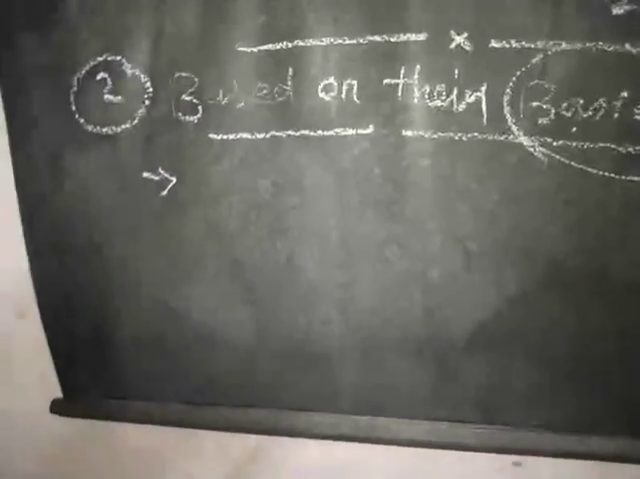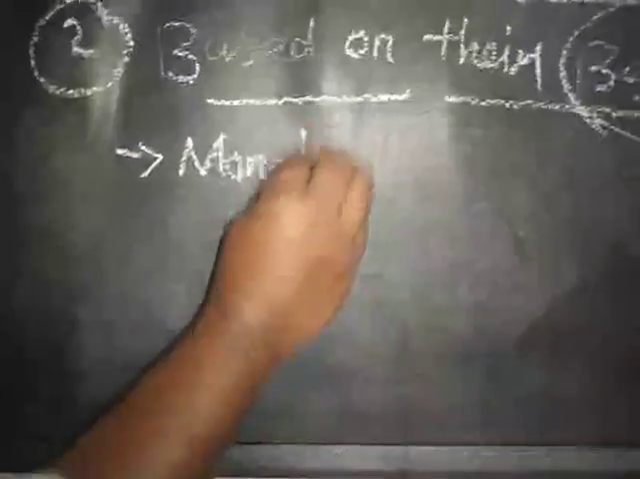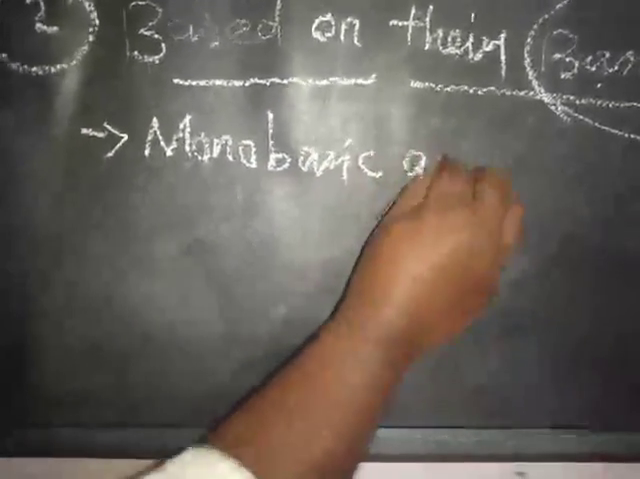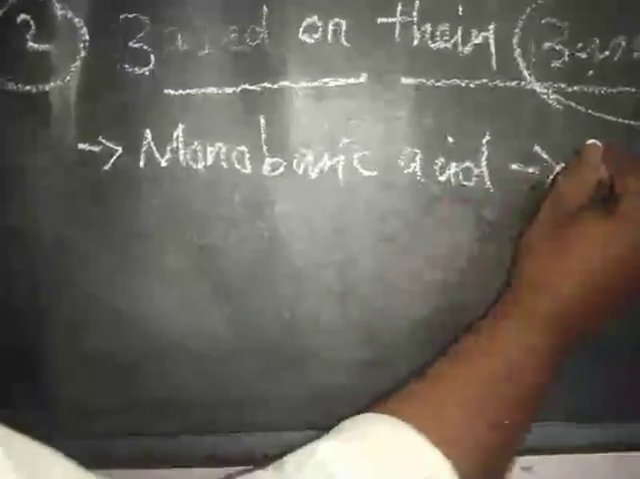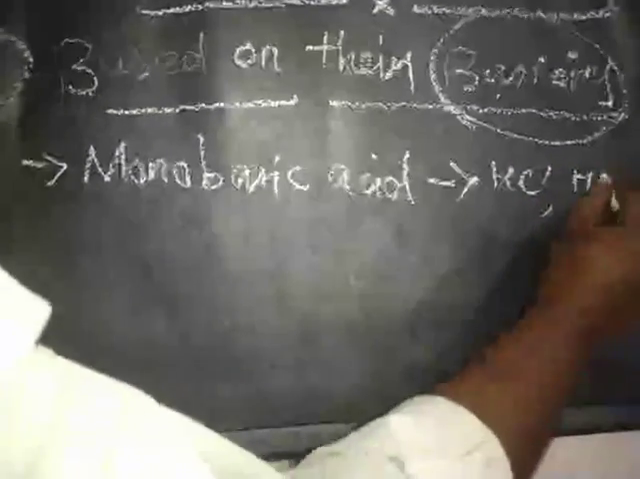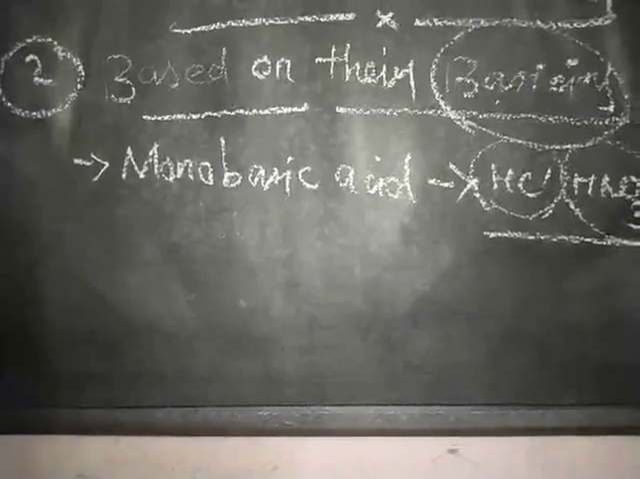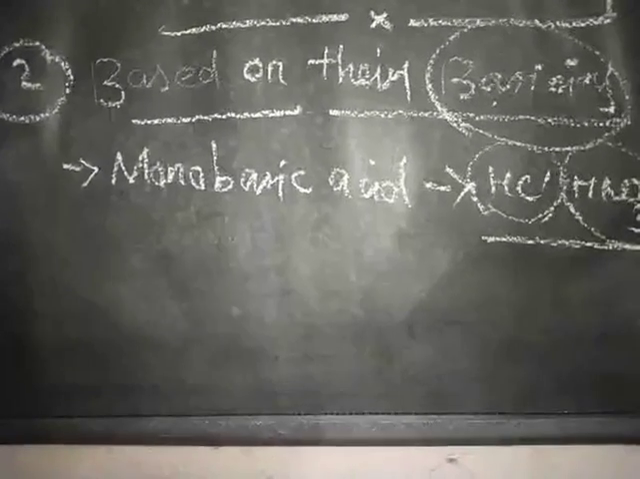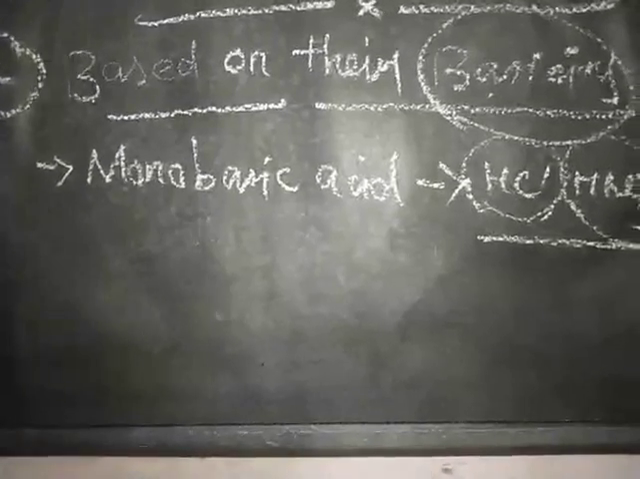So based on these conditions, we are classifying acids into three types. One is monobasic acid. For example, HCl and HNO3. Look at these two examples. This acid contains one hydrogen atom, this acid also contains one hydrogen atom. So these acids are examples of monobasic acids. An acid that contains only one replaceable hydrogen atom in a molecule is called monobasic acid.